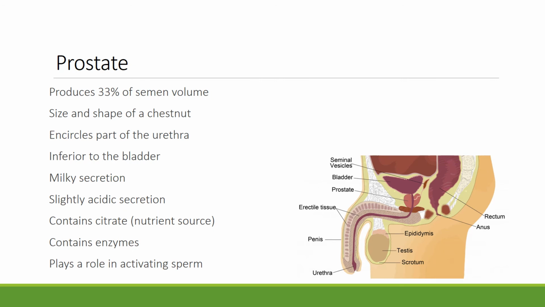Another accessory gland is the prostate, which produces about 33% of semen volume. It's about the size and shape of a chestnut and encircles part of the urethra. It's located inferior to the bladder, as you can see in the diagram on the right. Its secretion is milky and slightly acidic, and it contains citrate, which is a source of nutrients. It contains enzymes that help digest, and it plays a role in activating sperm cells.